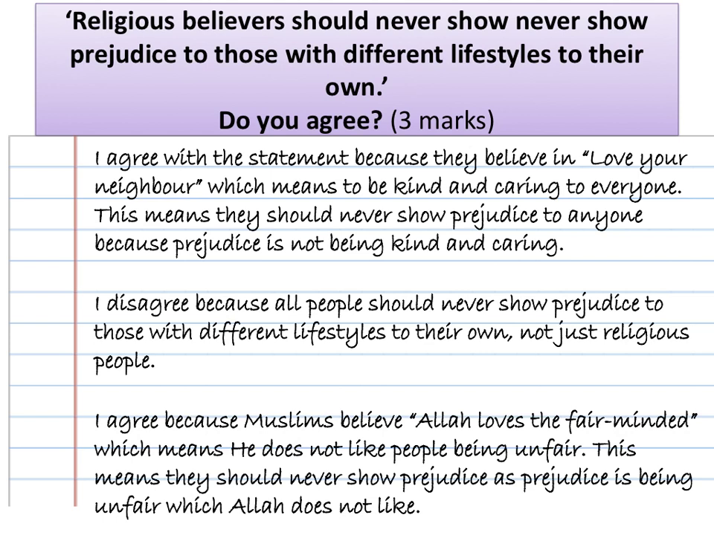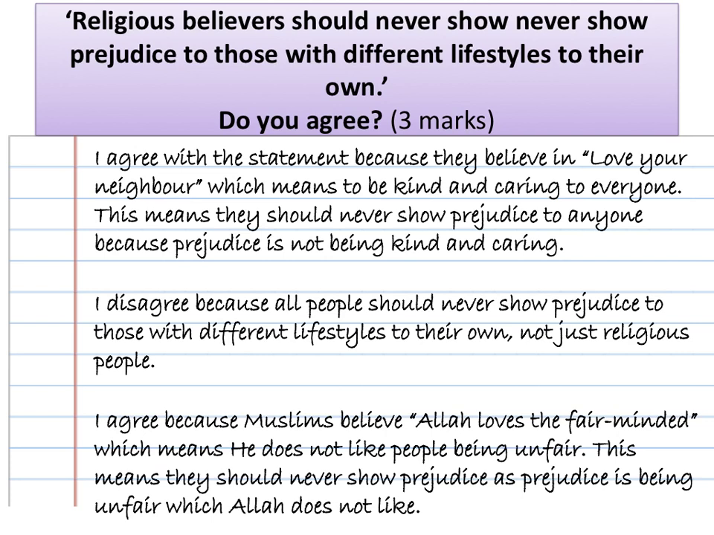Here's a model answer that would have got 3 out of 3. See how it compares to yours. I agree with the statement because they believe in love your neighbour, which means to be kind and caring to everyone. This means that they should never show prejudice to anyone because prejudice is not being kind and caring.